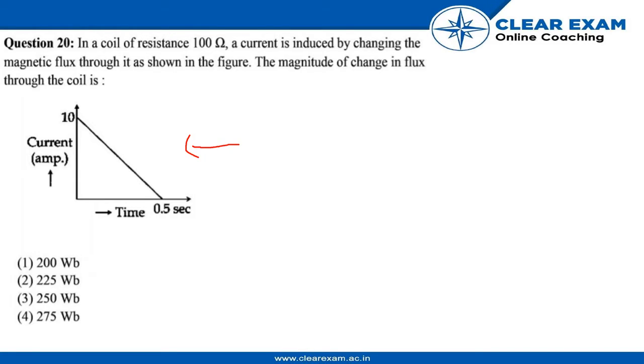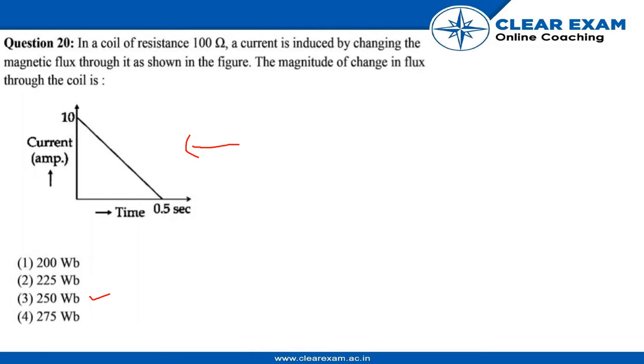The magnitude of change in the flux through the coil is, the first option is 200, the second is 225, the third is 250, and the fourth is 275. So what do you think the correct answer would be?